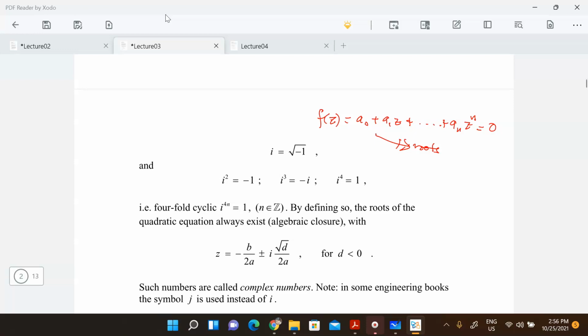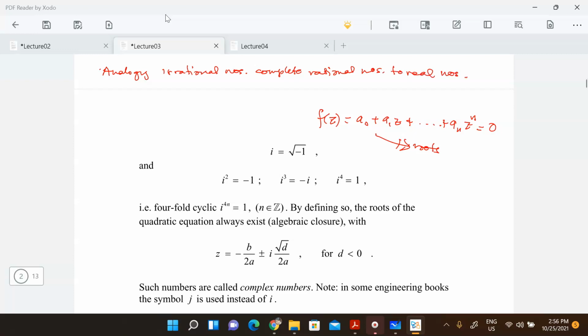So just like previously, the analogy here is what? Irrational numbers complete rational numbers to real numbers.